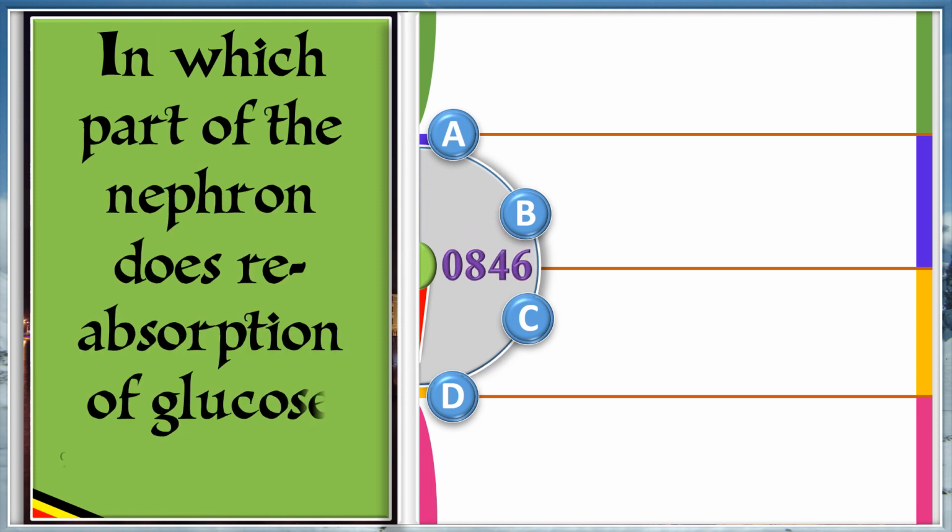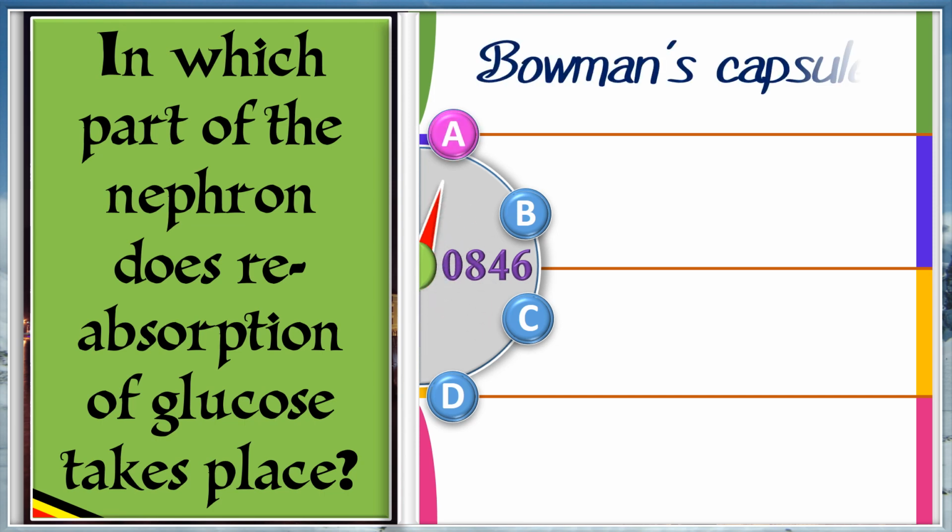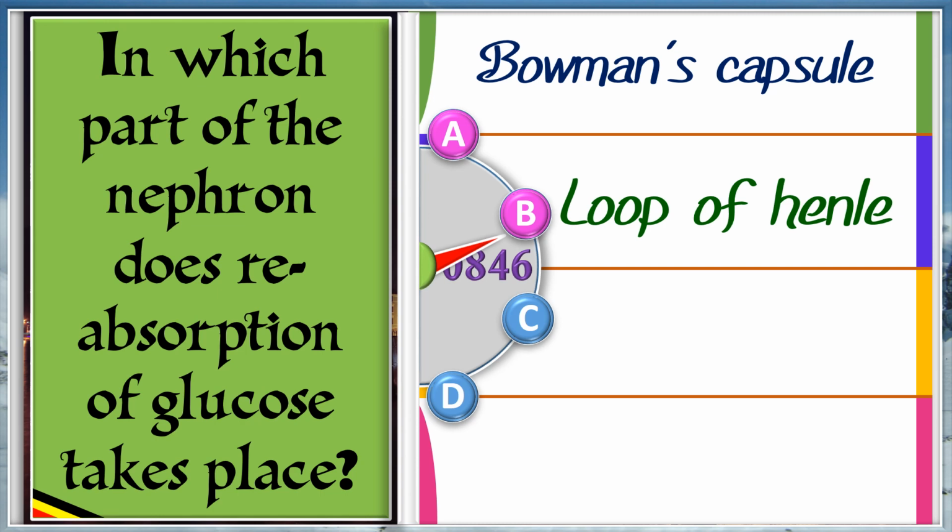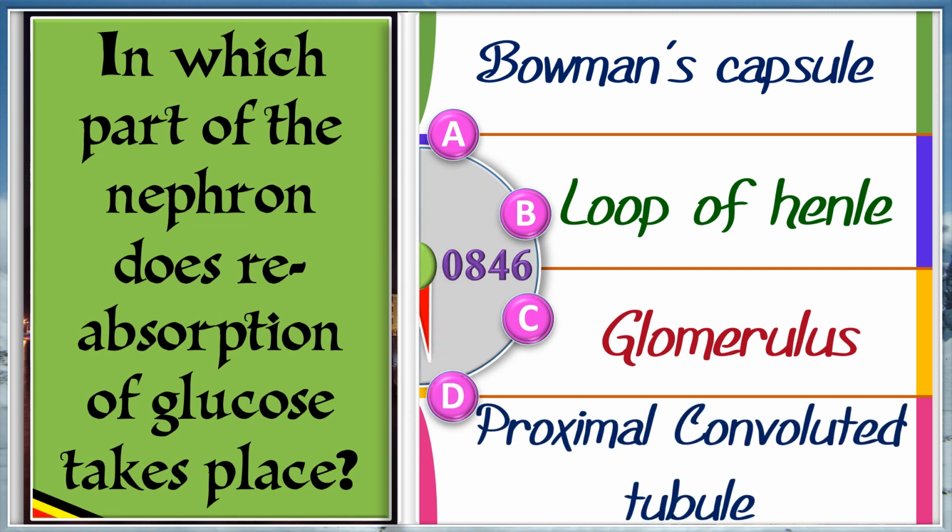In which part of the nephron does reabsorption of glucose take place? A. Bowman's capsule. B. Loop of Henle. C. Glomerulus. D. Proximal convoluted tubule. And the answer is D. Proximal convoluted tubule.